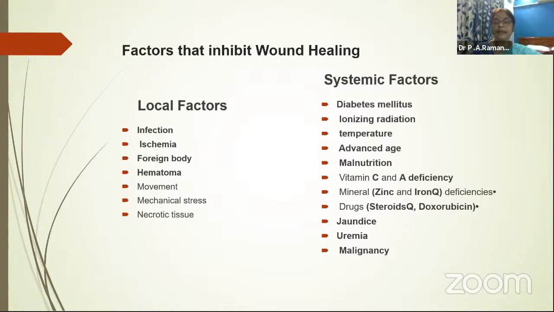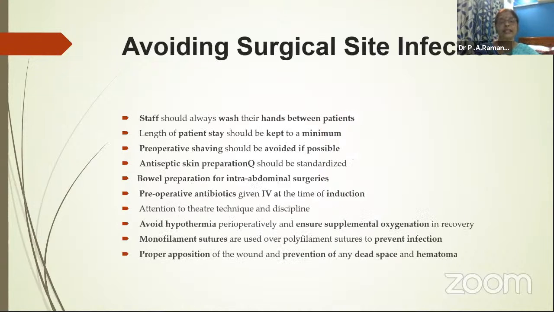Similarly, drugs like steroids and chemotherapy drugs prevent the inflammatory phase. We know inflammation is necessary for the initial phase of wound healing. They are anti-inflammatory, so there will not be any healing. Similarly, jaundice, uremia, and malignancy are all factors that hinder wound re-epithelialization.